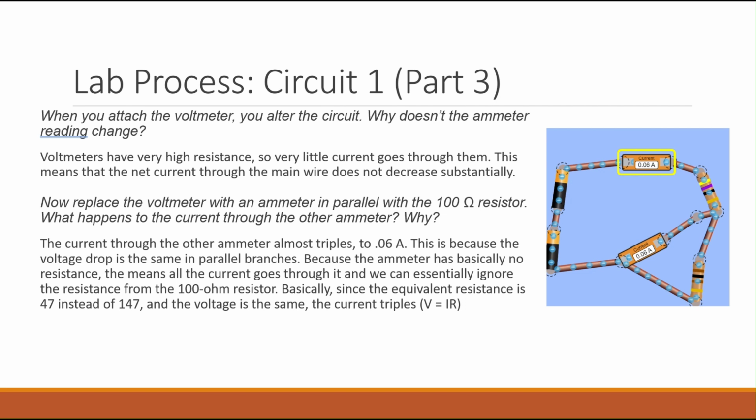So when we replace the voltmeter with an ammeter in parallel with a 100 ohm resistor, what happened to the current through the other ammeter? Why? This is the situation depicted in the picture to the right. The current through the other ammeter almost triples, going from 0.02 amperes to 0.06 amperes. This is because the voltage drop is the same in parallel branches, and because we're assuming that the wire and the ammeter have no resistance, basically all of the current goes through that top branch, meaning that the equivalent resistance of the circuit is about 1/3 of what it was in the prior circuit. With the same voltage and 1/3 the resistance, that means 3 times the current, just as we saw.